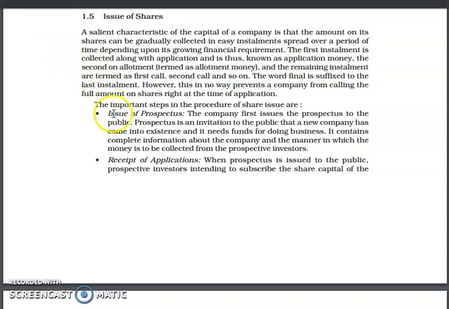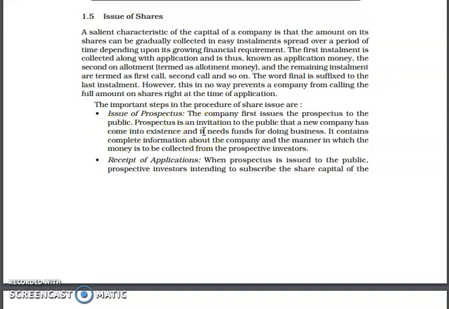So how does it work? There are important steps in this procedure of issue of shares. The first one is issue of prospectus, which you very well know. A prospectus is issued by the company inviting the public to subscribe for its shares. As per section 69 subsection 3, the applicant has to pay at least 5% of the nominal value of shares as application money. However, as per the recent SEBI guidelines, the application money demanded should not be less than 25% of the issue price of the shares in case of public issue.